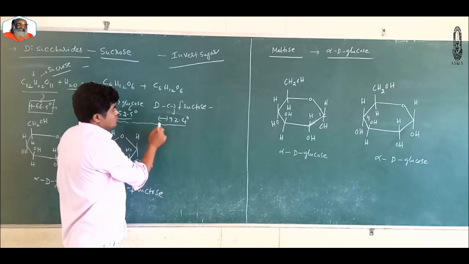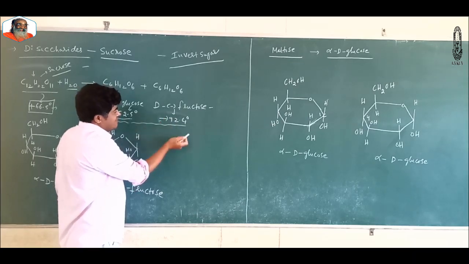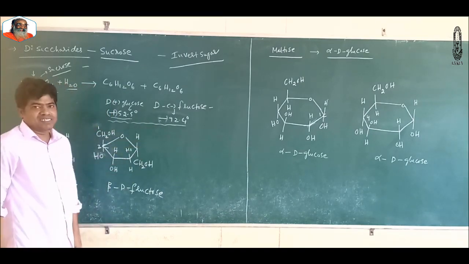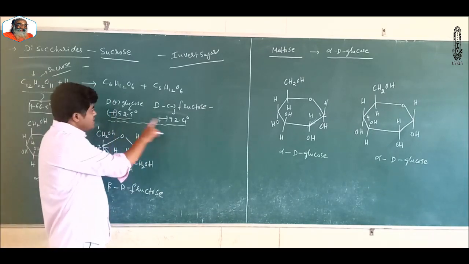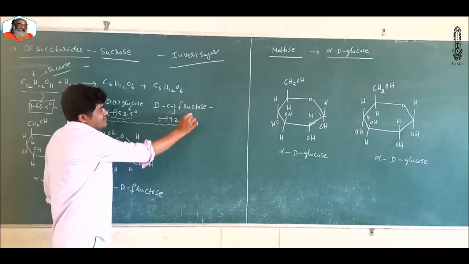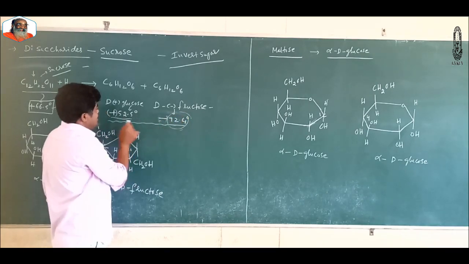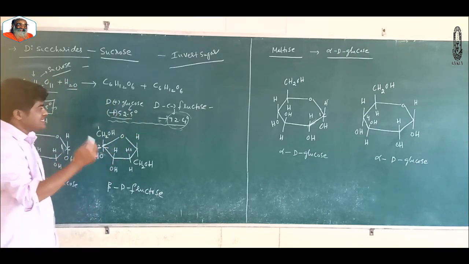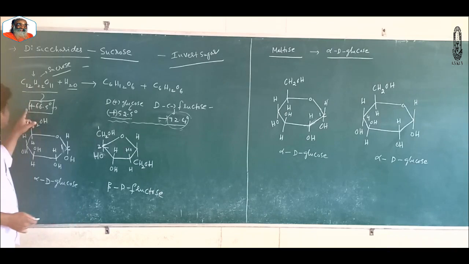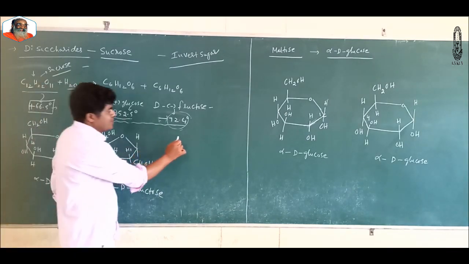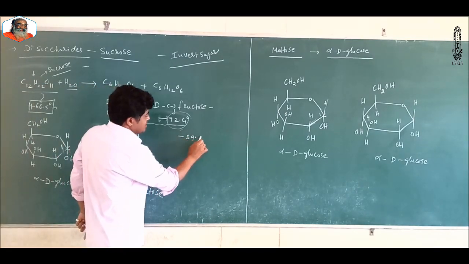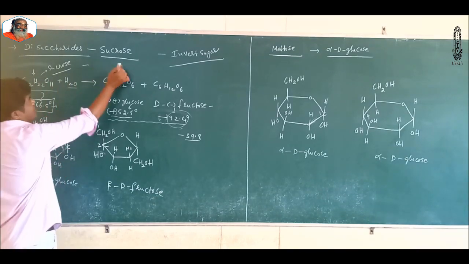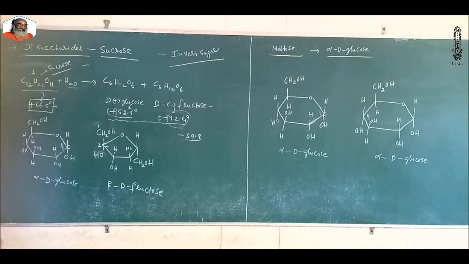D minus fructose rotates the plane polarized light towards the left hand side, that is levorotatory, given by the sign minus. But if you see, the levorotatory nature of fructose is more than the dextrorotatory nature of glucose. As a result, the sign is changed from plus to minus. Hence, sucrose is called invert sugar.